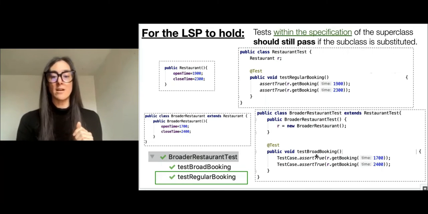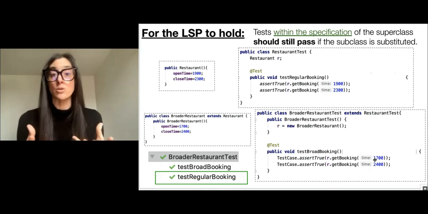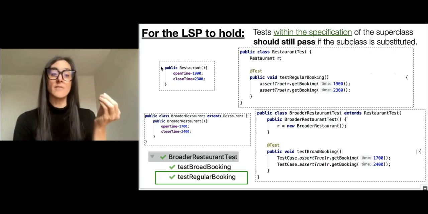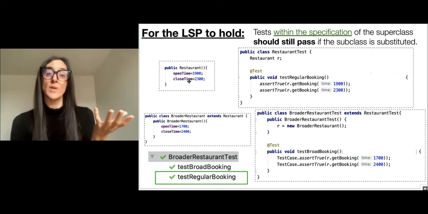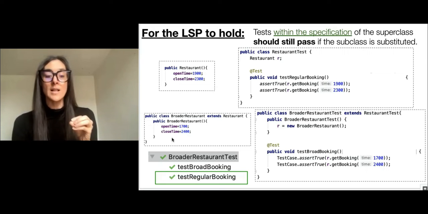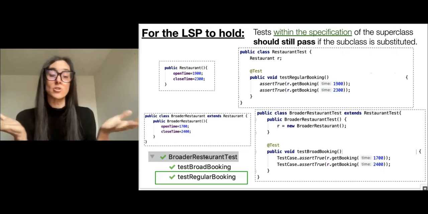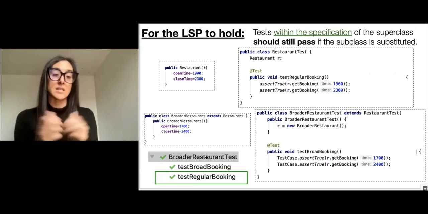We don't really care about the subtype test that checks its own thing from the substitutability perspective. Clients of the restaurant only ever care about what the restaurant specified. They're not clients of the broader restaurant. They're clients of the restaurant. So they don't even know how the broader restaurant is doing what it's doing. They just know that they got it and that it's functioning according to the specification of the restaurant.